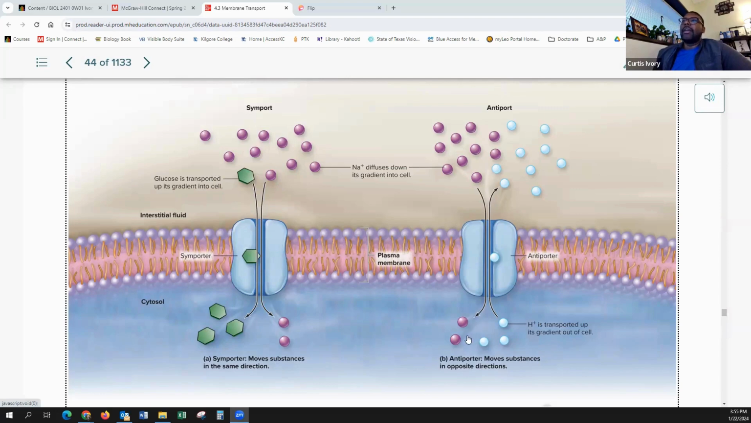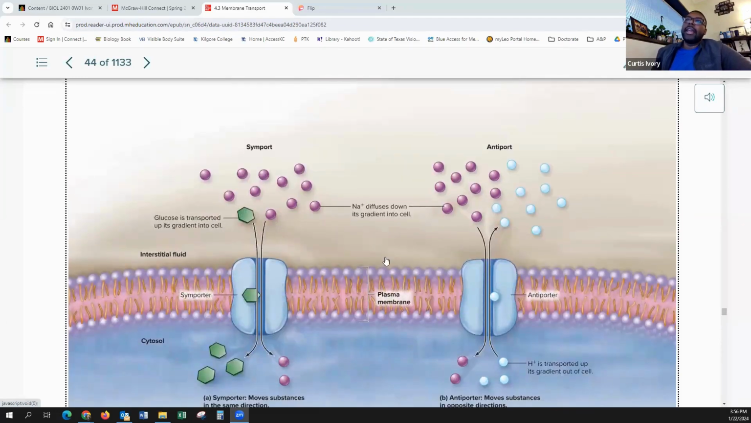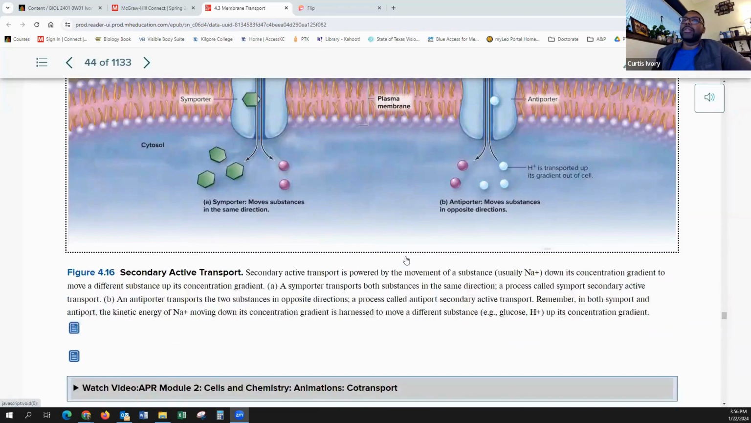Antiport means that it moves one thing in one direction and another in the opposite. So here we see sodium coming in, but here we can also see protons or hydrogen going out. So an antiport means it's the opposite: one can come in, one can go out. But with symport, two can also come in, but they both just come in. So glucose comes in, and then sodium also comes in. That would be the difference between antiport and symport.